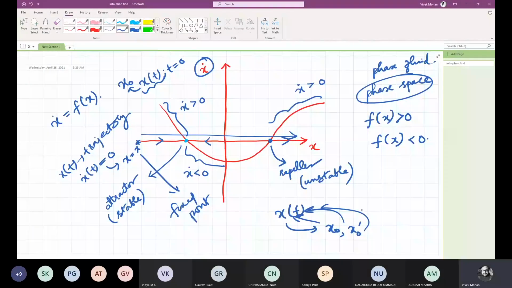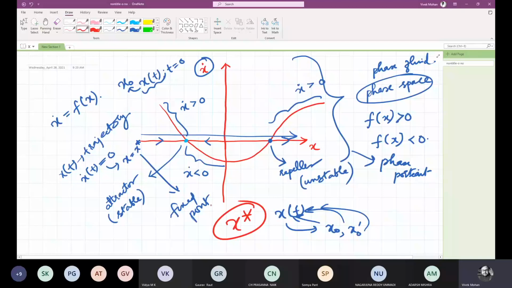Now we term this plot of x dot versus x as a phase portrait. Now the appearance of the phase portrait is controlled by the fixed points x star.